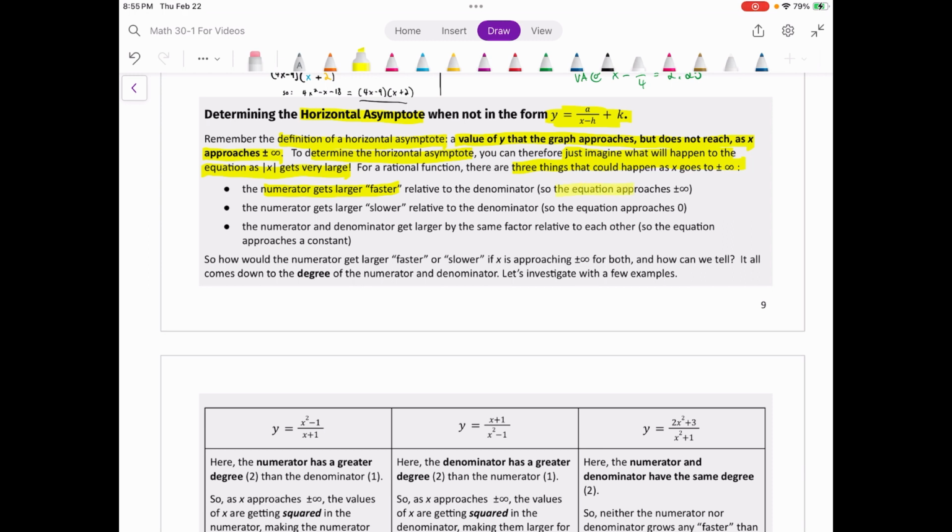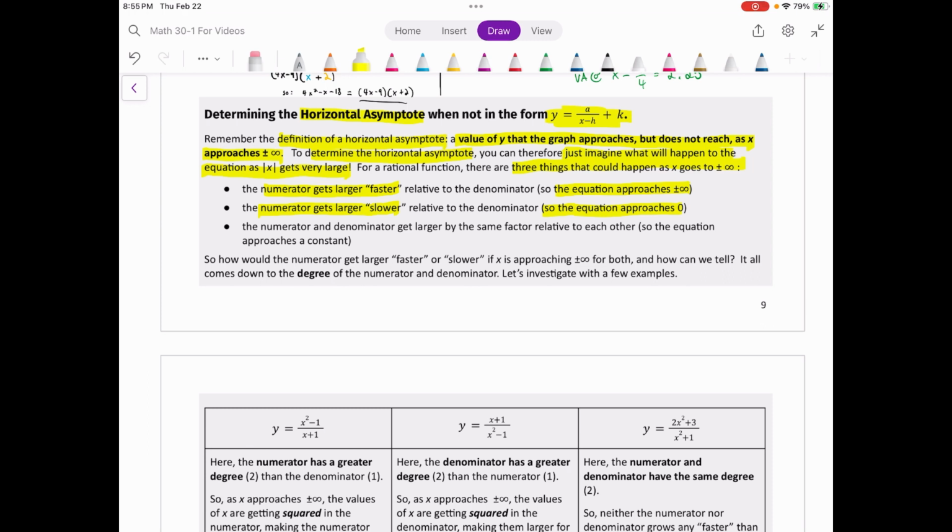Then the equation, if our numerator is getting bigger, y is getting bigger, right? Y equals that fraction. So if the fraction gets larger with a larger numerator, then y is just getting larger. It's also going to blow up to infinity or negative infinity. But it's also possible that the opposite happens. The numerator actually gets larger slower relative to the denominator. Well, in that case, the denominator is kind of outgrowing the numerator. The numerator can't keep up.